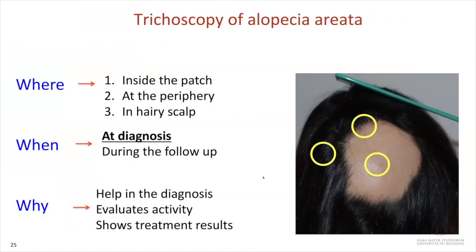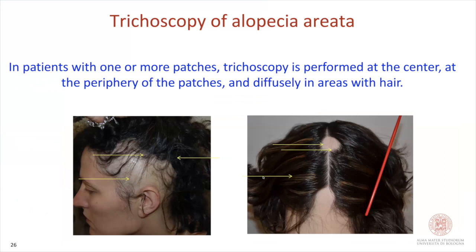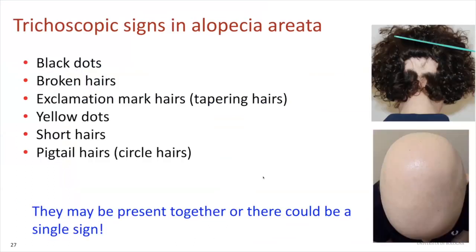We have seen that trichoscopy helps to diagnose alopecia areata and also helps to assess the phase of alopecia areata. You should assess the patch by trichoscopy and also assess the apparently normal scalp, as you can have an early diffusion of alopecia areata and you can detect it before the diffuse loss, treating the whole scalp.